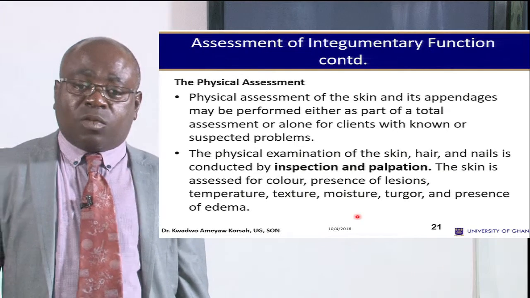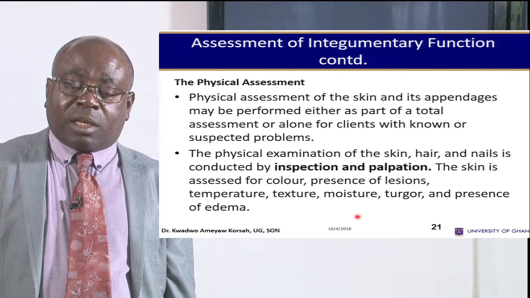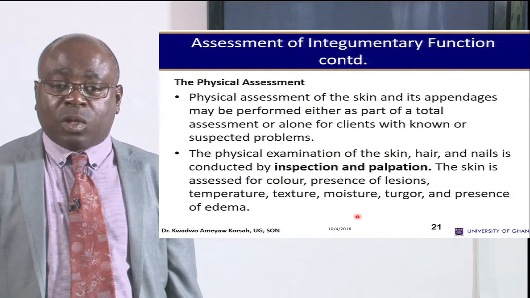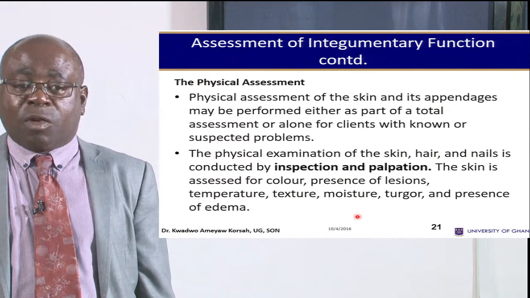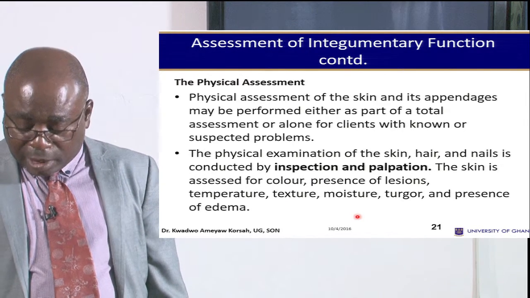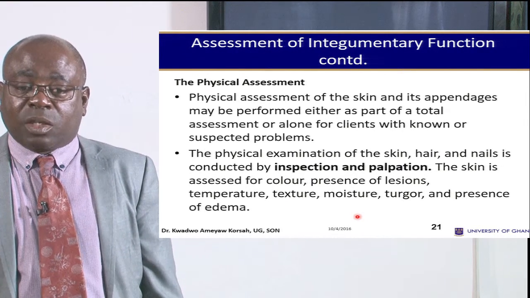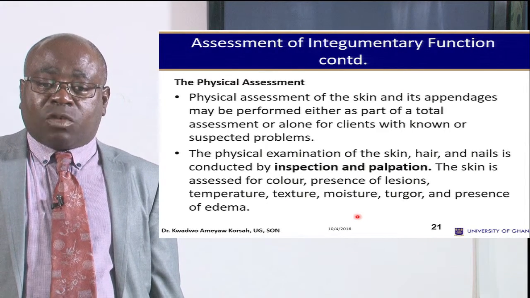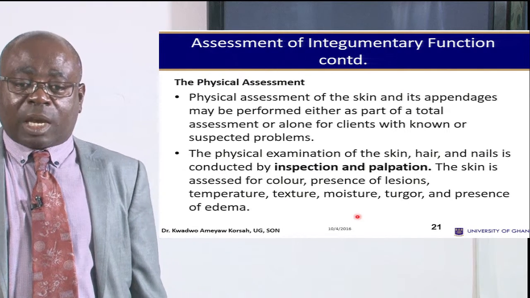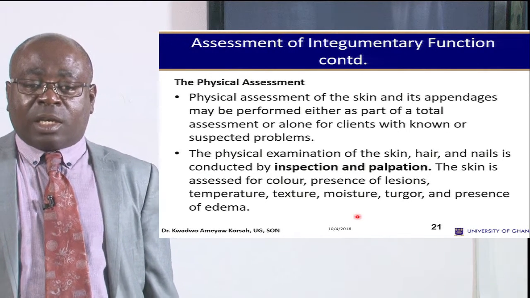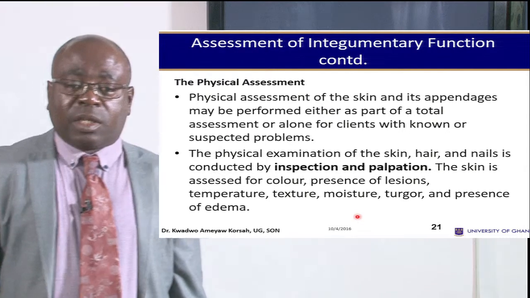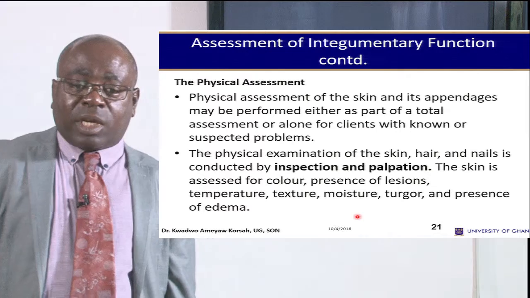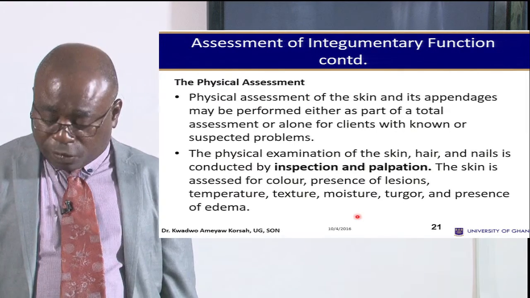Here we inspect the skin, and we also inspect the other sections like the hair and the nails. Inspection is using the eye to identify any abnormalities that the patient has. When we look at palpation, here we use the palmar surfaces of the palm to find out what is happening. The skin is assessed for color, presence of lesions, temperature, texture, moisture, turgor, and the presence of edema. Lesions can be of any type.